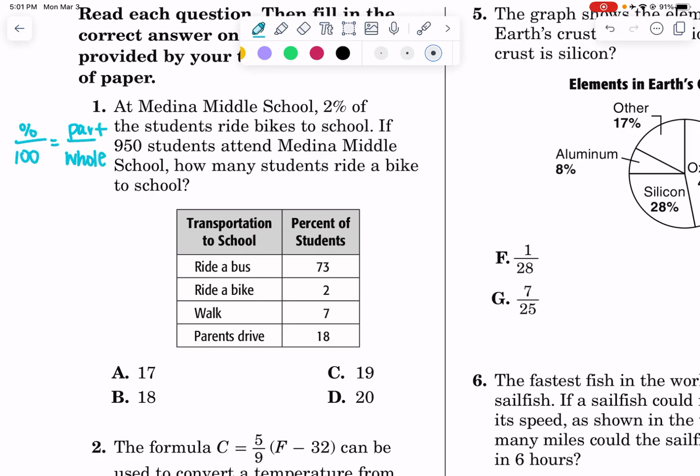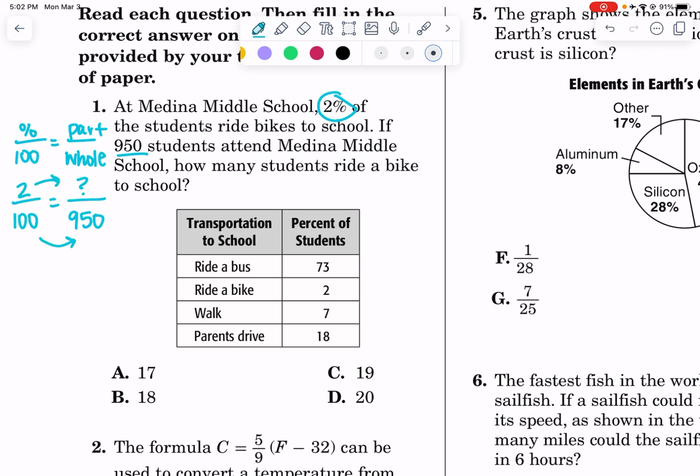So we were given a percent. It told us 2%, so 2 over 100 of the students ride bikes. 950 students attend Medina Middle School. Is that the part or is that the whole? That's the whole, 950. So we are looking for the part. I'm going to start by drawing arrows towards what we don't know.